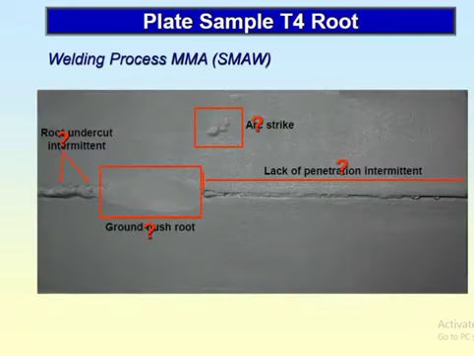This is the root welding process. You can see the ground flush root. So you should not do any grinding or flush root here. You can see here root undercut, intermittent, arc strike, lack of root fusion.